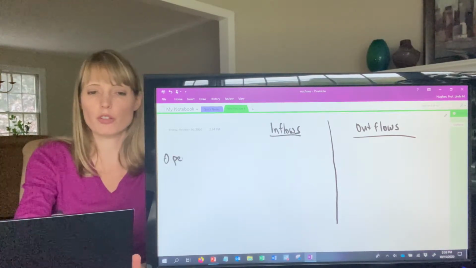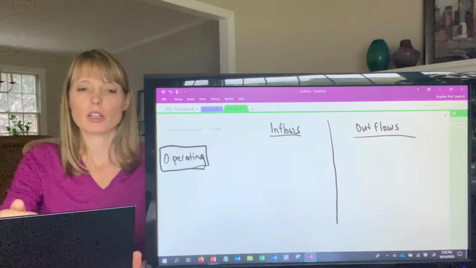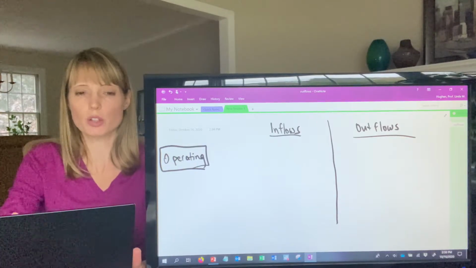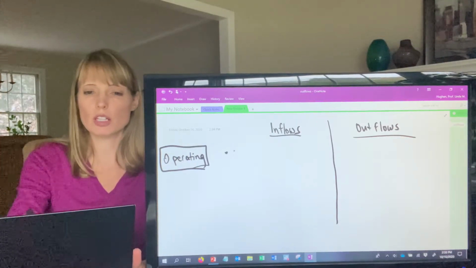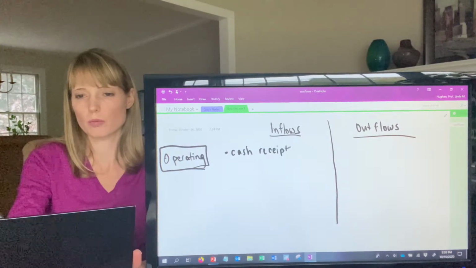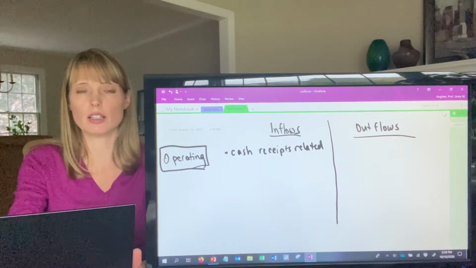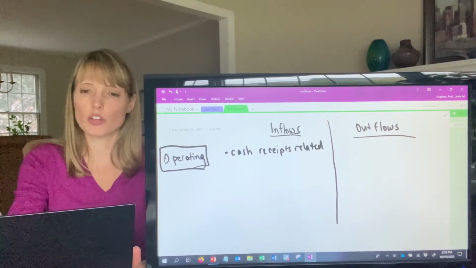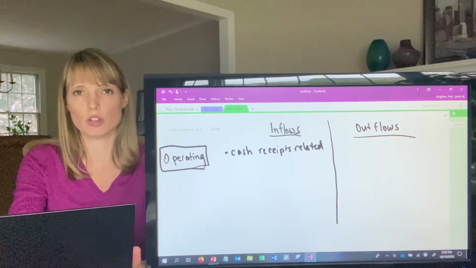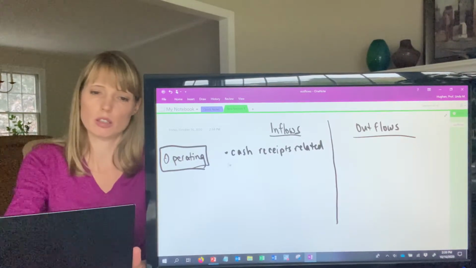All right, let's start off first with the operating section. Cash receipts related to what the company's in business of doing, its main business. This relates to cash receipts related to revenue. Remember, not all revenues are collected in cash within an accounting period. Cash may be received related to revenues from a prior period or in advance of revenues to be earned the subsequent accounting period.